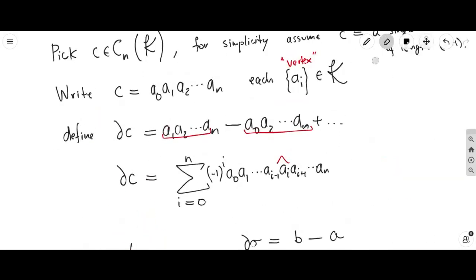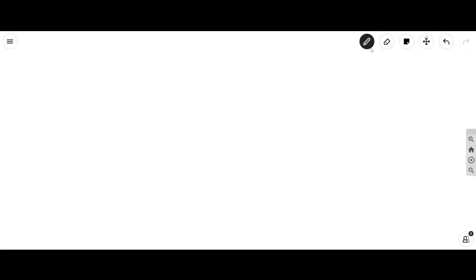And more generally, this is how it works for any dimension. It just gets more tedious to write out, but that's how it works. And as before, this is not very difficult. You can do this yourself. Write this as a proposition.